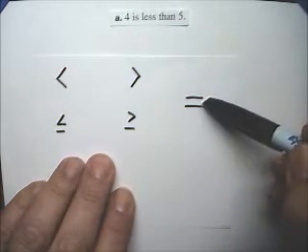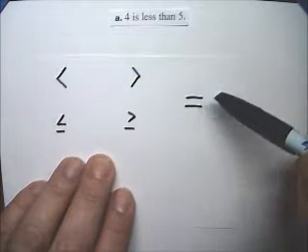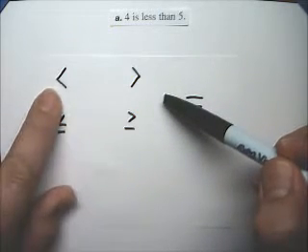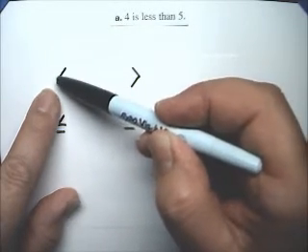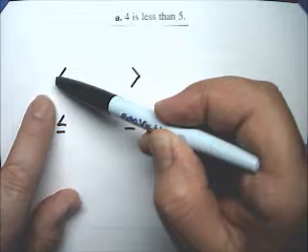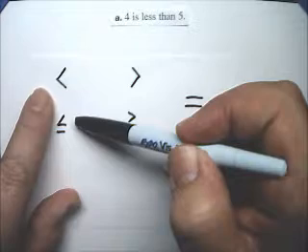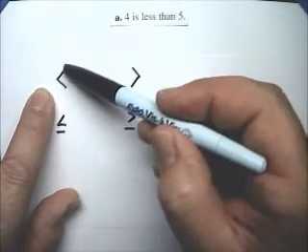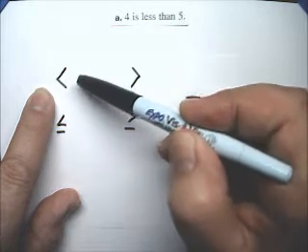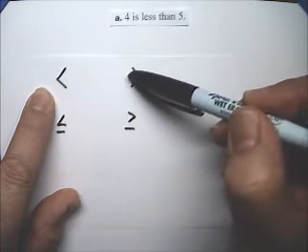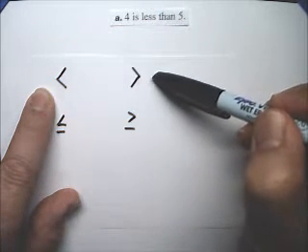Now, in an equal sign, the distance is the same on both sides. In an inequality, the distance is not the same. Here's a bigger, wide open part, and then there's a small, pointy part. The small, pointy part points toward the lesser number, the smaller number, and the bigger part always points toward the greater number. It's the same with this symbol. Here the greater number is on this side because this side is bigger and this side is smaller.